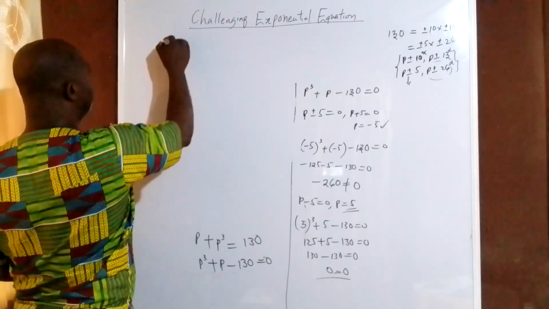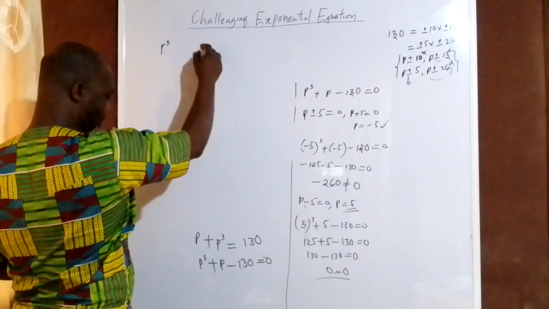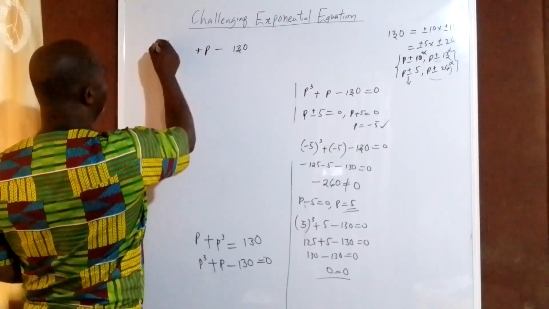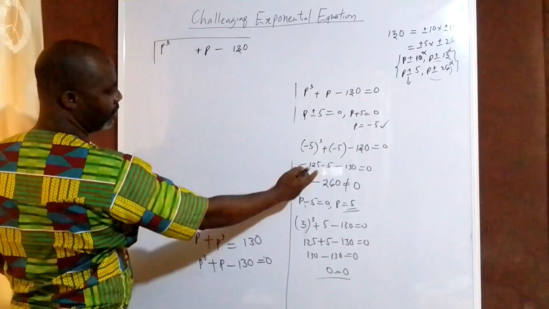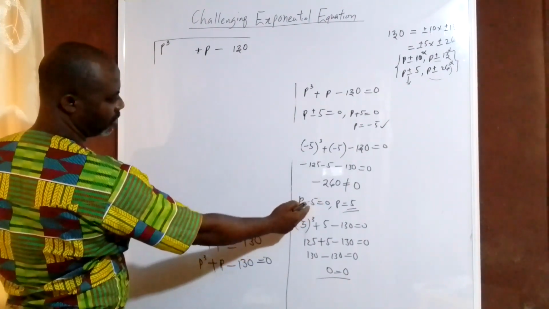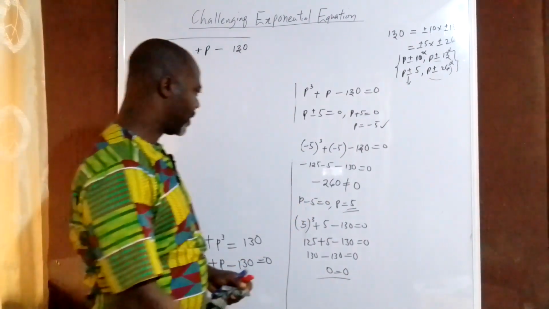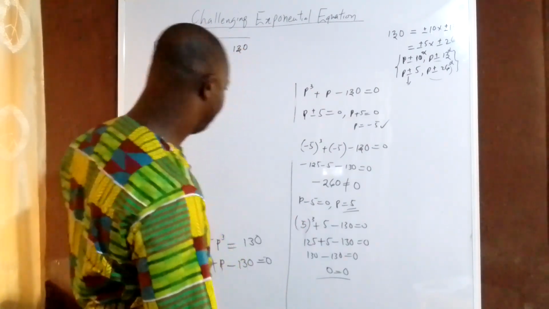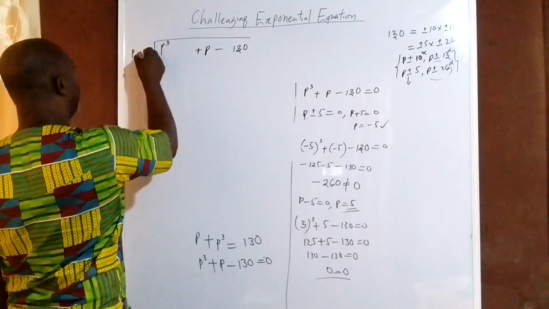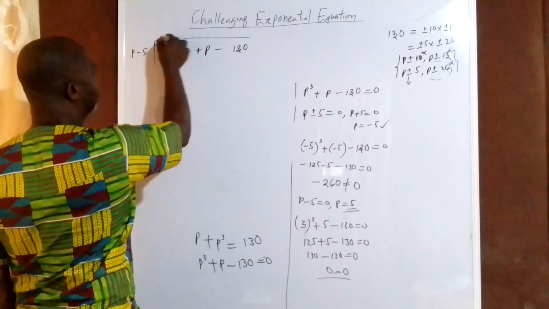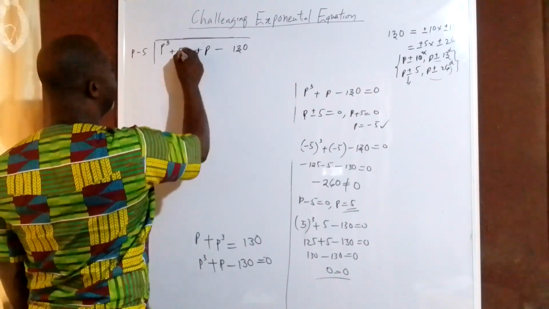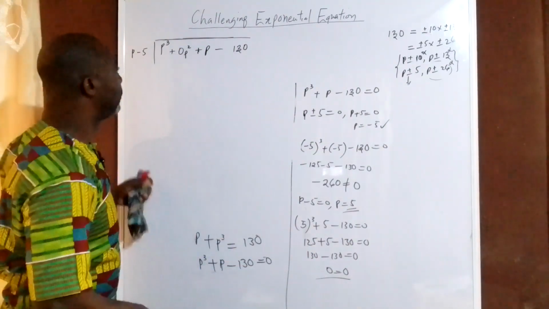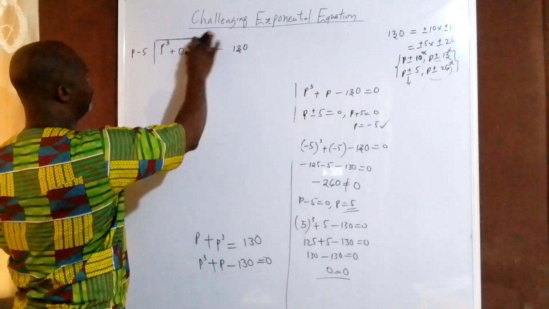So we have p cubed plus p minus 130. We divide that by p minus 5. So I'm going to introduce 0p squared here, okay? So as to make the division less confusing.